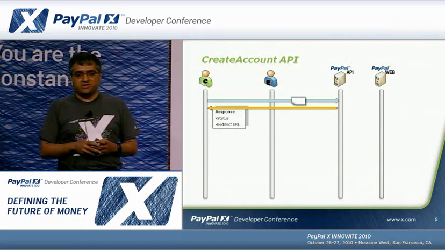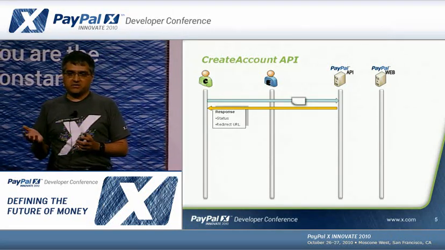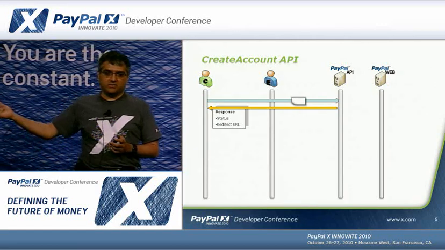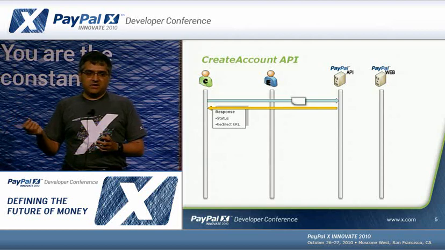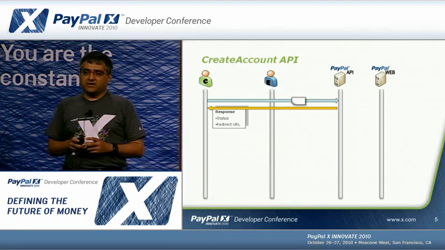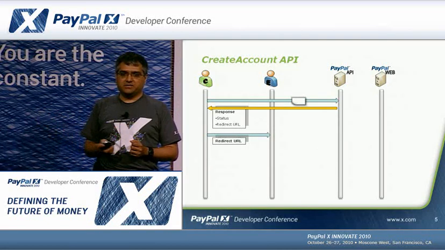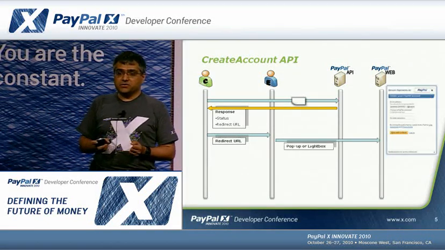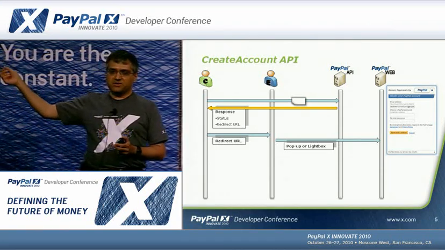We send you back a response, and it primarily comprises 2 things: a status of whether the call worked or not. If the call is successful, you will get a redirect URL back. If the call failed, you'll get an error message indicating why the call failed. And so the redirect URL you basically pass to your end user, as they do here. The end user goes to it. In this scenario, the expected use case, you notice I'm mentioning pop-up or lightbox.